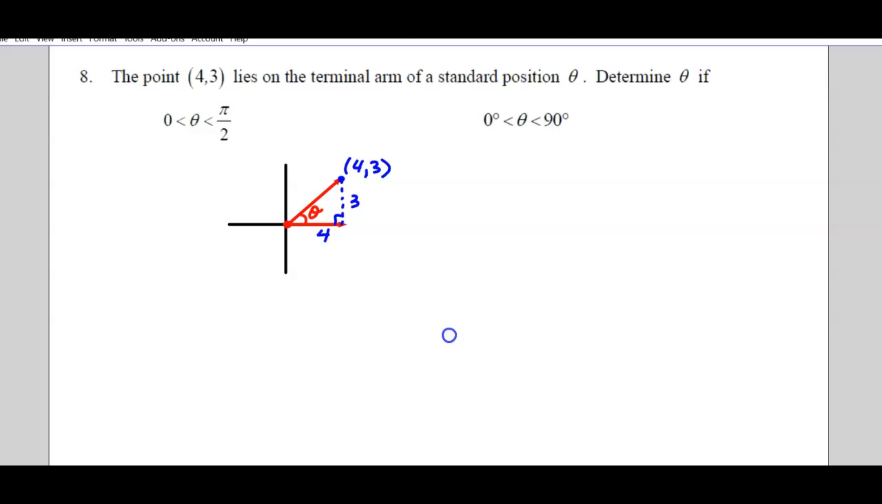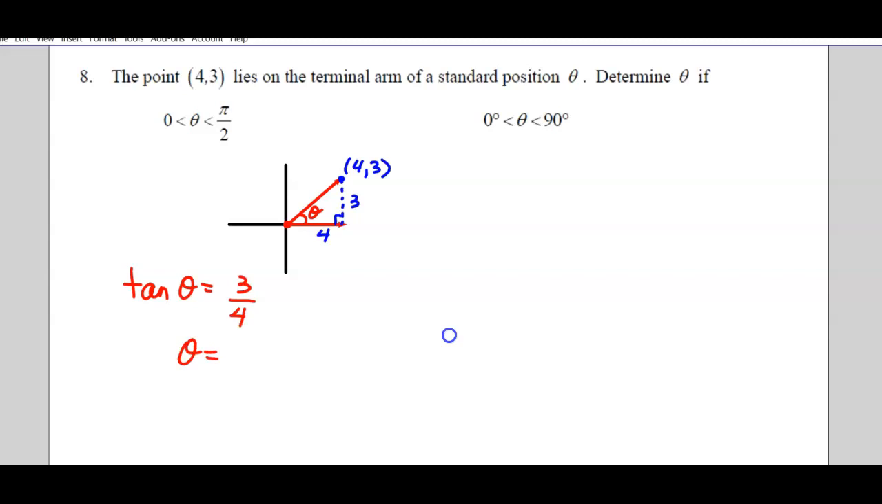Okay, so determine theta. So take a look at it. Which is the easiest trig function to use? Tangent, right? If you want to use sine and cos, you need to do some other work. So let's use tan. So tan theta is 3 over 4.